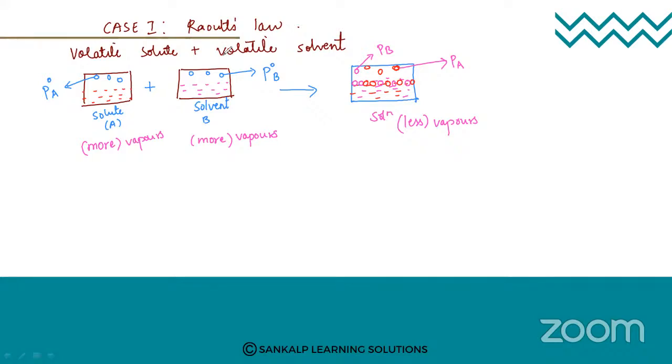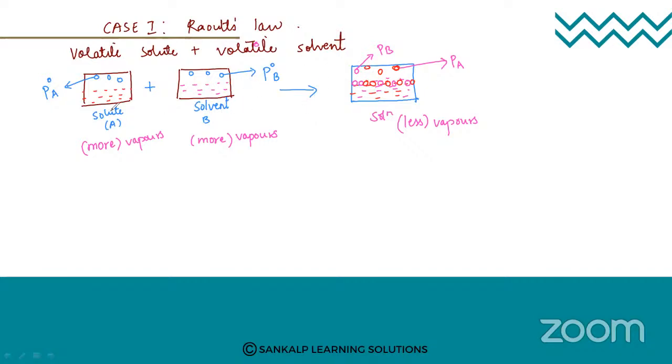Is it clear up to here? So we have taken both a volatile solute and a volatile solvent. Only a volatile solute and solvent can form vapors. In both conditions, you can see that the solute can form vapors and the solvent can also form vapors. Why? Because they are volatile liquids. Remember that only volatile liquids can form vapors. If you have non-volatile ones, they cannot form vapors.